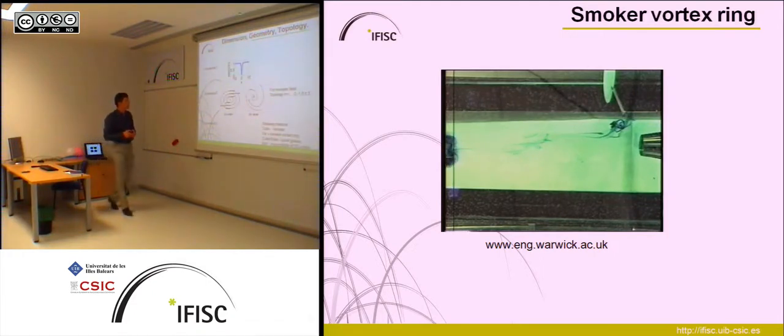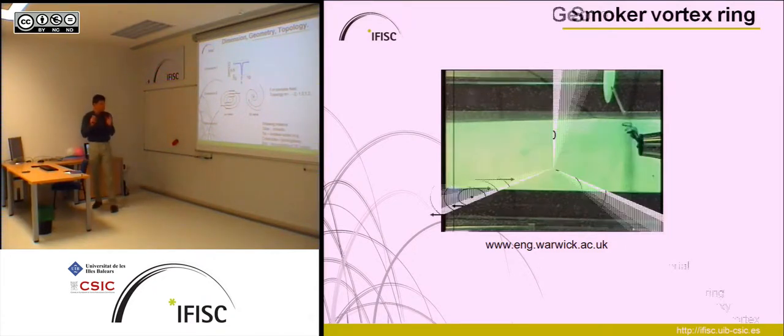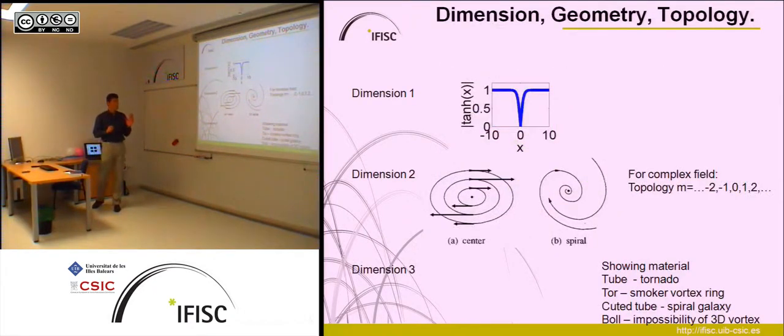Okay, in this slide I would like to speak about dimension, geometry, and topology of vortices. If I would ask you, is it possible to have a vortex in 1D? So probably most of you, or some of you, will say no, in 1D it's impossible. My view of this problem is the following. If you have a singularity in some point in one dimension, this is an analogy of a vortex.